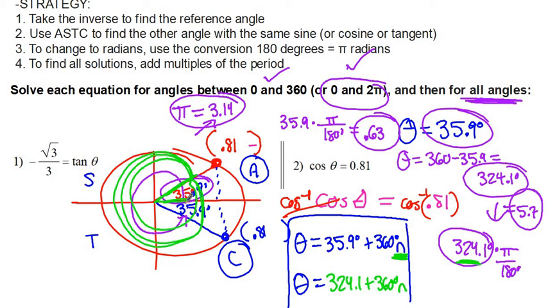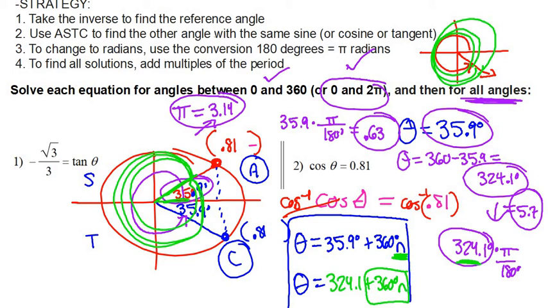So that means if I'm down here, it's getting a little bit messy, so let me redraw this. 324 is right here, roughly. There's my 324 degree angle. If I go around another 360 and another 360 and another 360, that's what this means right here. So that accounts for all solutions.